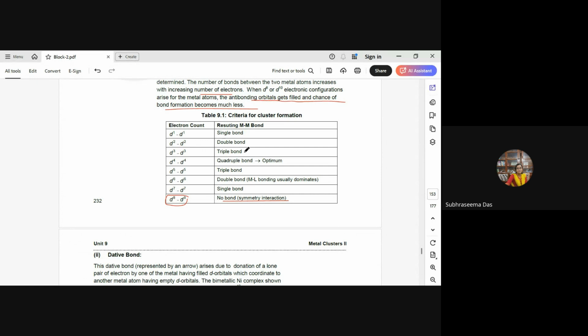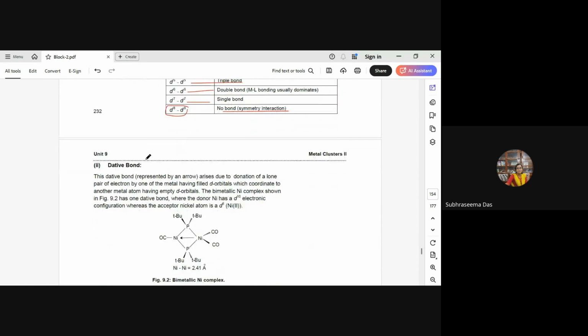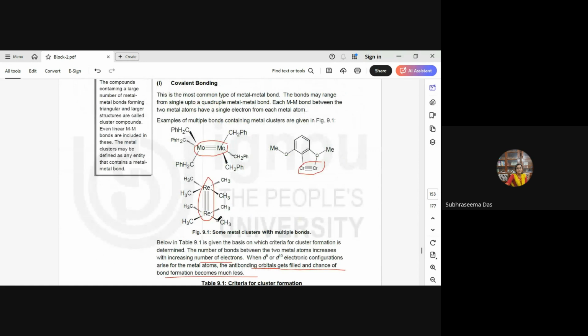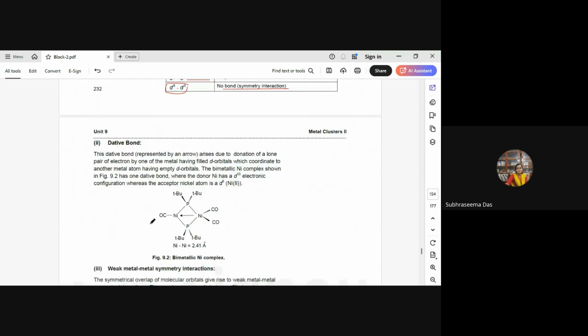If it is d2, then a double bond. A d3 indicates a triple bond. A d4 indicates a quadruple bond. D5 also indicates a triple bond. D6 indicates a double bond. And d7 shows a single bond. So this is how covalent bonding works between the different types of metals.